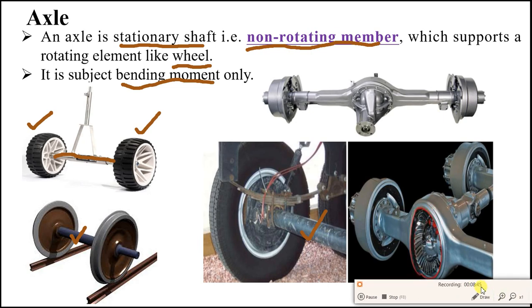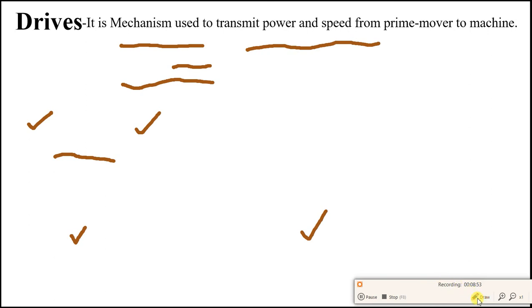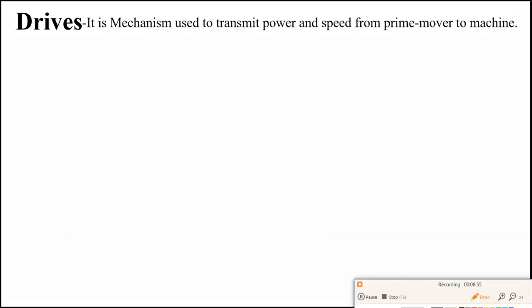So I think all of you understand these concepts of shafts. In the next video we are going to learn about the other transmission devices like drives. There are different types of drives: belt drive, gear drive, chain drive. That part we will cover in the next video.